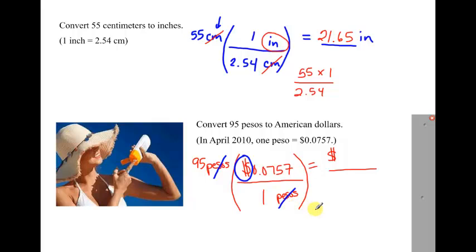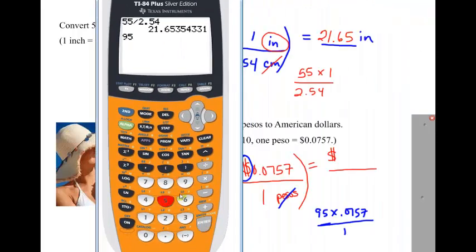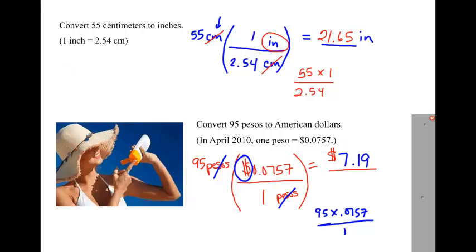I get 95 times 0.0757, and then I'm going to divide by whatever's on the bottom, which is just a 1. So that's not going to do a whole lot. Let me grab a calculator and punch that in. So 95 times 0.0757 multiplied together is about 7.19. That is expensive sunscreen.